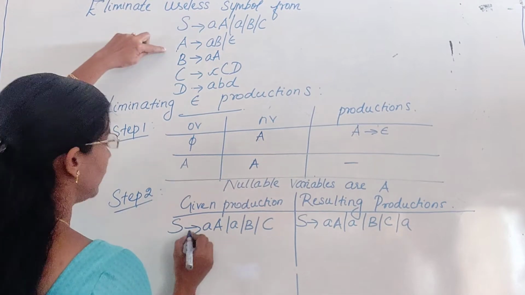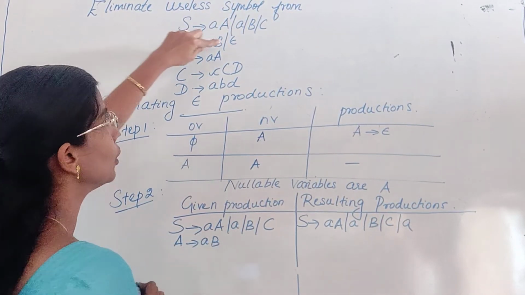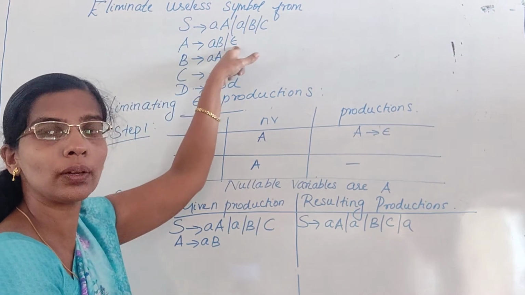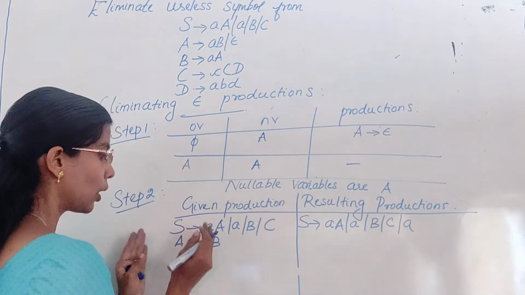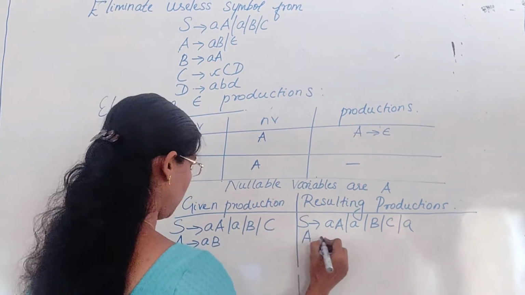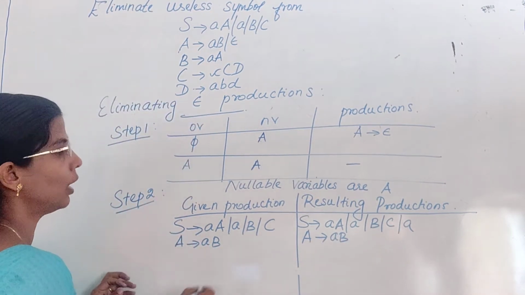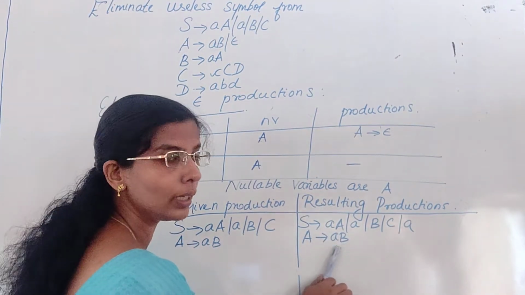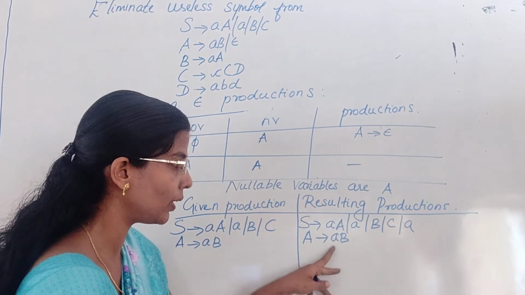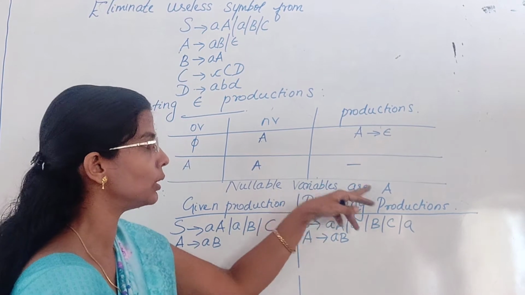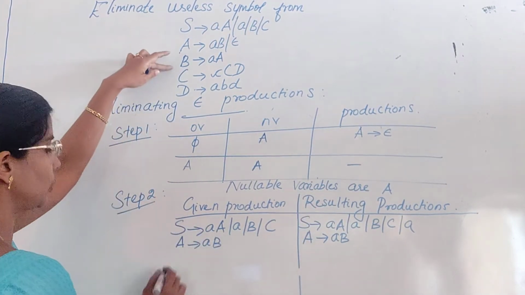Next, take and write the next production. A tends to A, B. Right? Don't write this epsilon, because what are we doing now? We are eliminating epsilon production, so no need to write. Copy this production here in the resulting production. A tends to A, B. Right? And check whether I have any A. Check the RHS. Am I having any A variable to do this substitution? Right? I don't have.